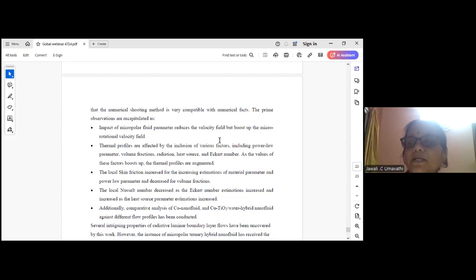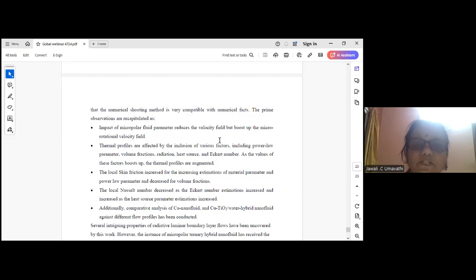Natural, no? When the particles take rotation and flow, velocity will be less. Without rotation, the velocity will be more. With rotation, naturally, velocity will be less. So this is the valued result. This is the classical result also with all the micropolar fluids. So as K increases, velocity decreases.